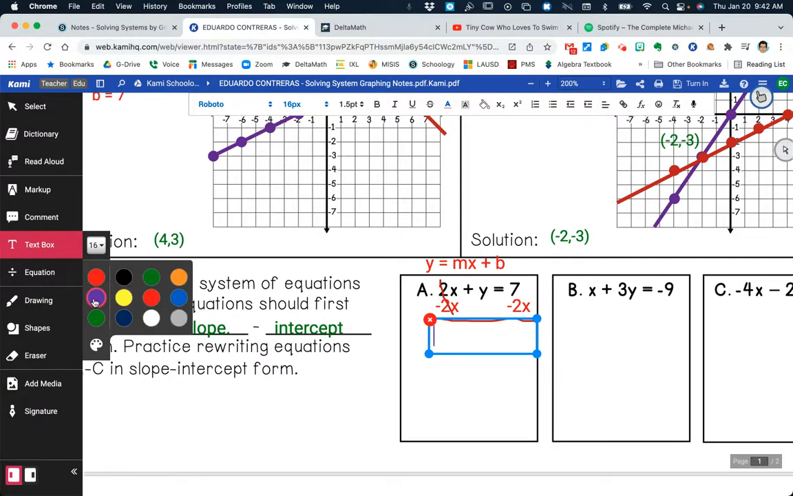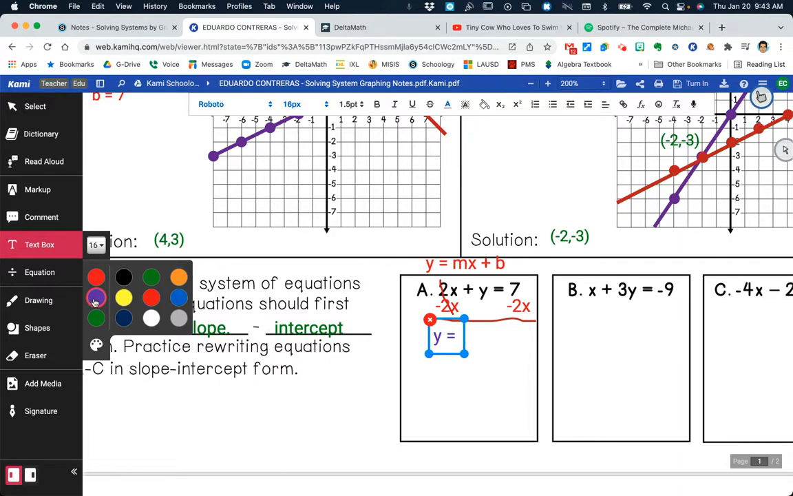Maybe I'll do purple. Y equals. This is where we've got to think. We have a 7 and a negative 2x. They don't combine. We can't make a 5x with those because one term has x, the other is a constant. They don't mix, so you just write them separately.